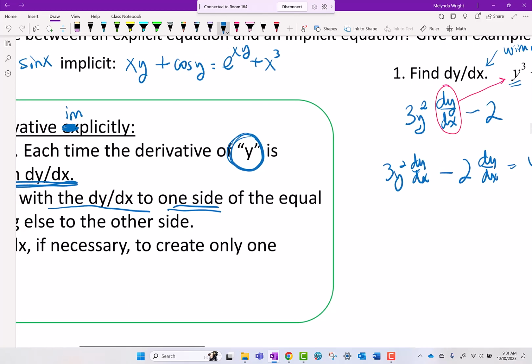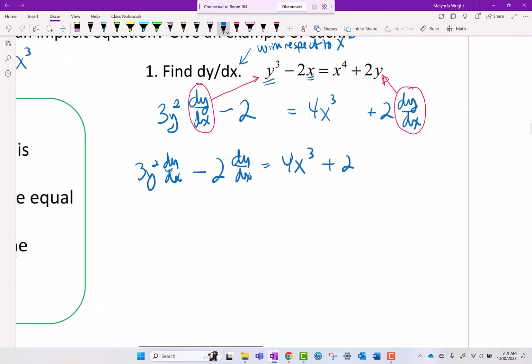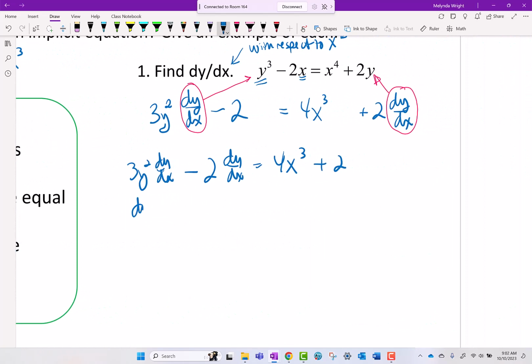Step three, factor out the dy/dx, and we just want one. We only want one dy/dx. That's why we're factoring it out. Okay, so we are going to factor it out. So dy/dx times (3y squared minus 2) equals 4x cubed plus 2. Okay, so I did step three. I factored out the dy/dx.